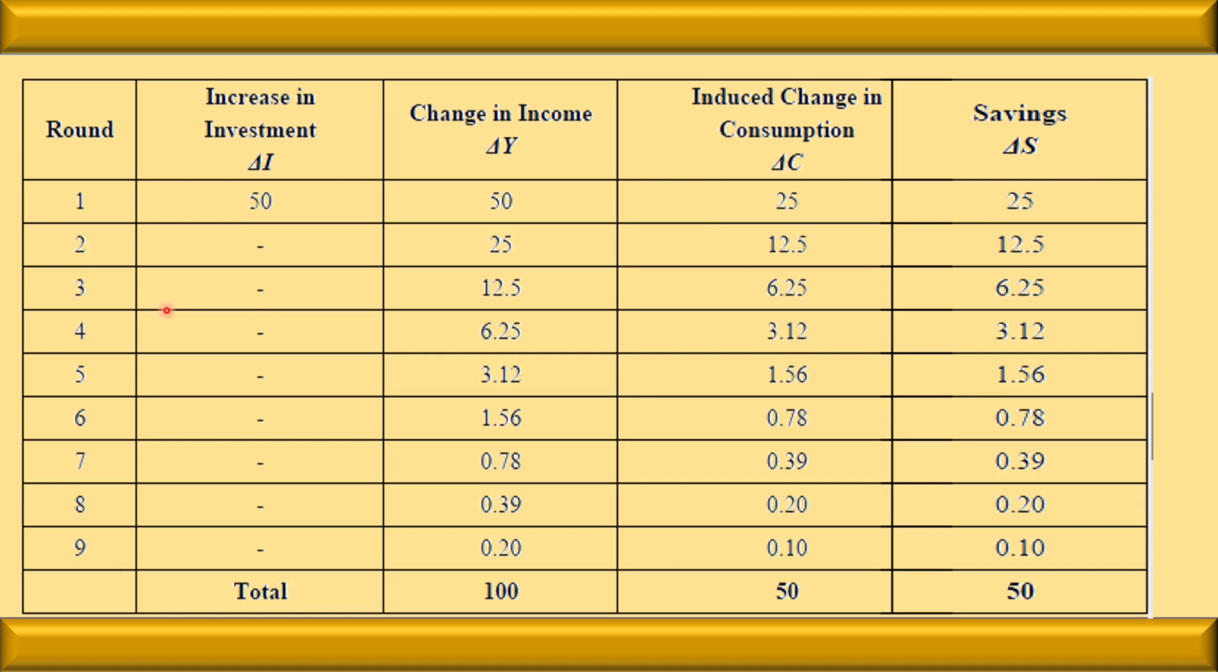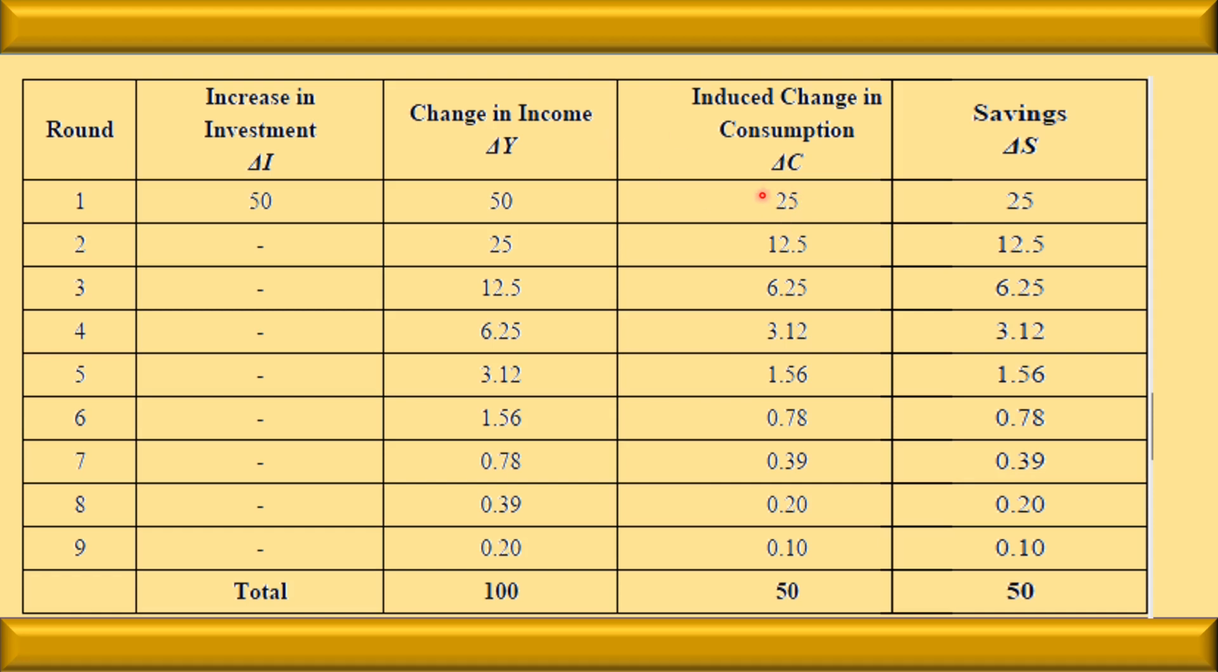Listen, the table shows that initial increase in the investment will lead to initial change in the income by 50 crore in round 1. So initial increase in investment is 50 and the initial change in income is also 50 crore. In the investment multiplier, MPC plays a very important role. Here MPC is 50%. It means that out of the total income, 50% of the money the people will spend on consumption and the remaining 50% they will save. Remember one thing, this 50% will be added in the national income in the subsequent round.